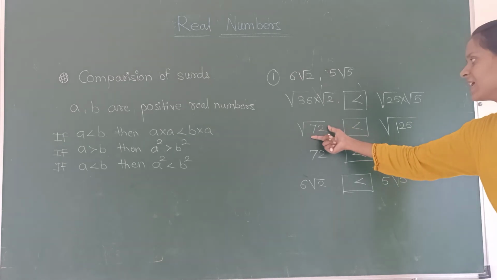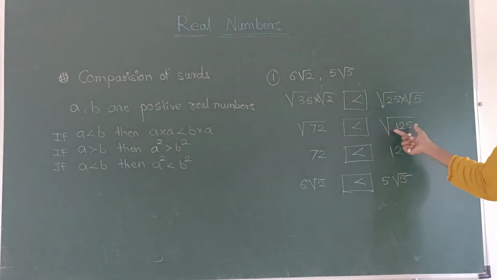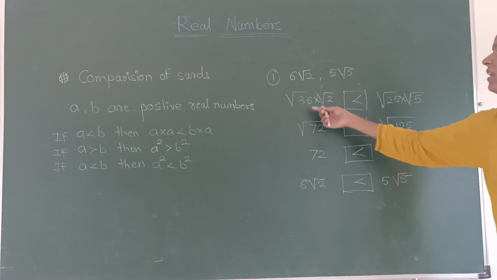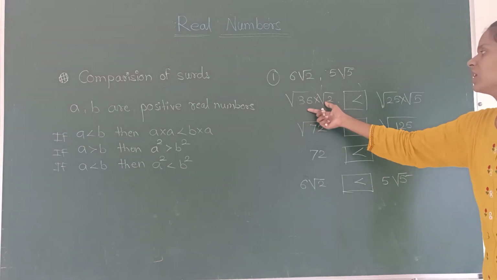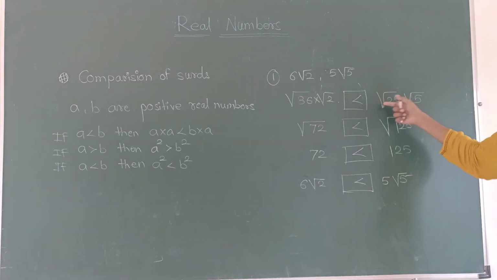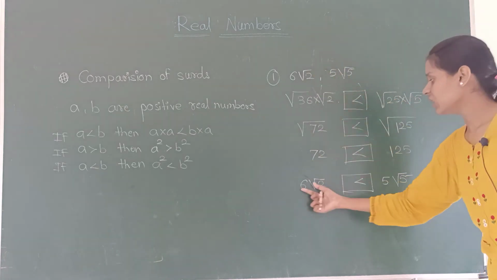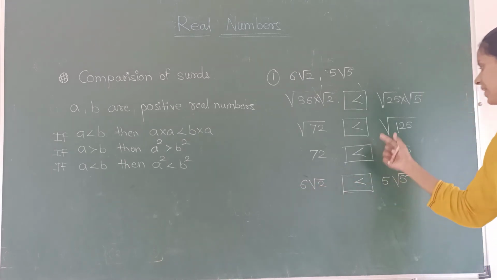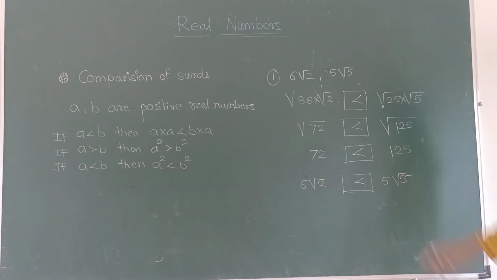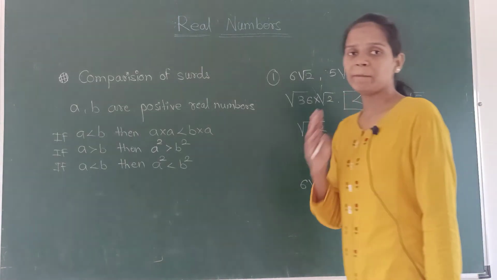Therefore, we can say under root of 72 is less than under root of 125, and under root of 36 into under root of 2 is less than under root of 25 into under root of 5. So ultimately we can say 6 under root of 2 is less than 5 under root of 5. This is how we can compare the surds.